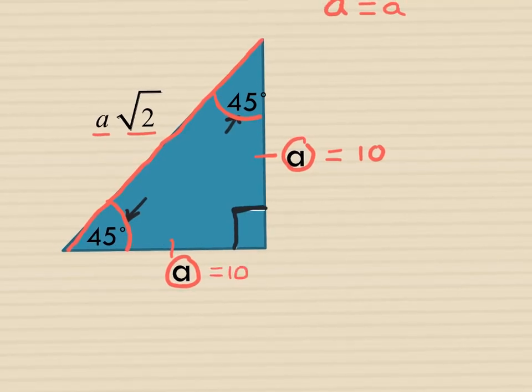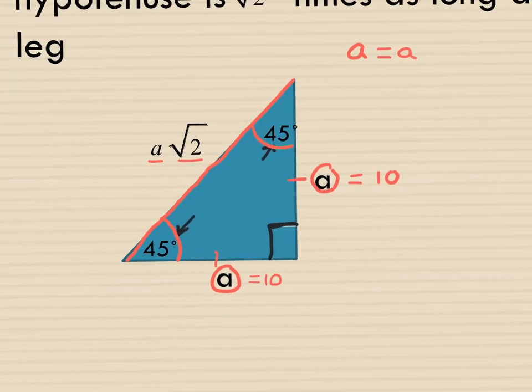Then, let's say I only knew that leg. Well, the hypotenuse would be 10 times the square root of 2. You take whatever that a is, whatever that leg is, and multiply by the square root of 2. Just take that number, 10, and multiply by the square root of 2. Inside numbers times inside numbers, and outside numbers times outside numbers, and we get 10 square root of 2. The length of the hypotenuse is 10 times the square root of 2.